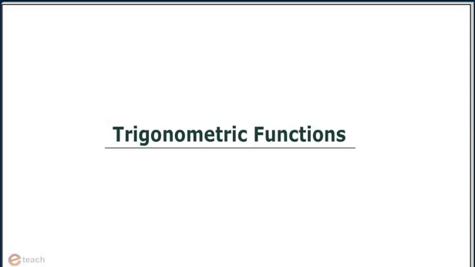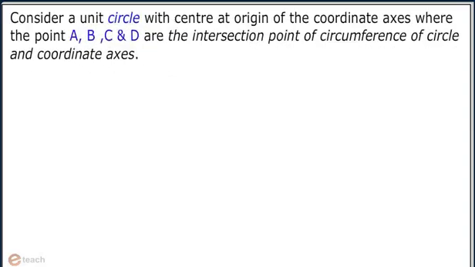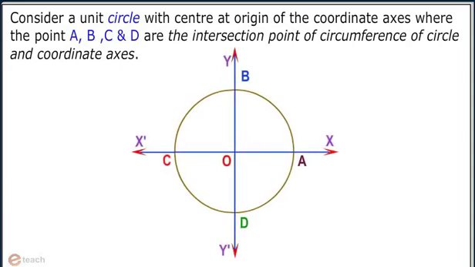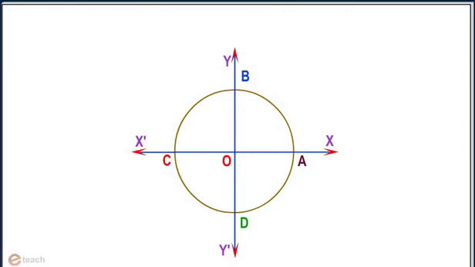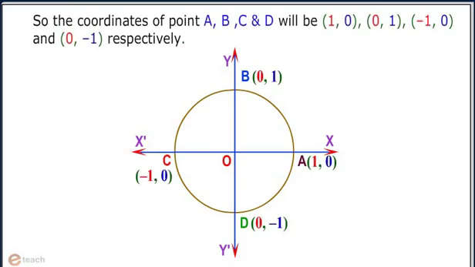Study about trigonometric functions. Consider a unit circle with center at origin of the coordinate axis where the points A, B, C and D are the intersection points of the circumference of the circle and the coordinate axes. So, the coordinates of points A, B, C and D will be (1, 0), (0, 1), (-1, 0) and (0, -1).